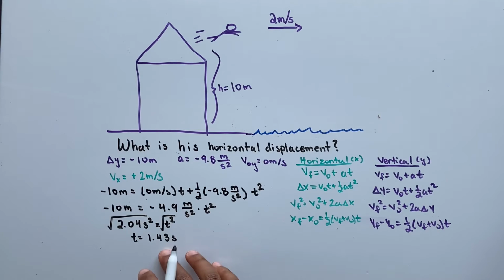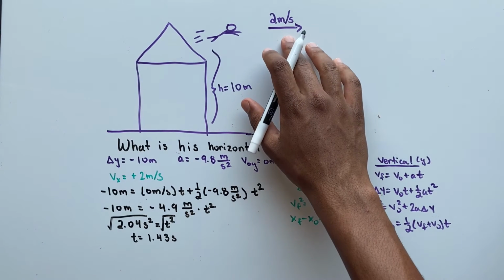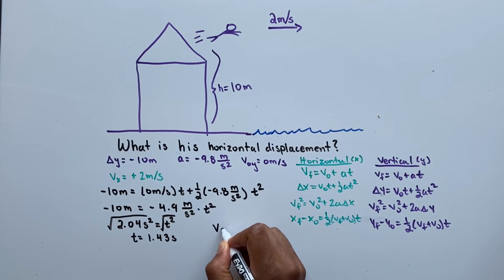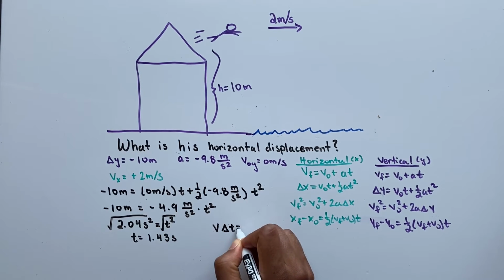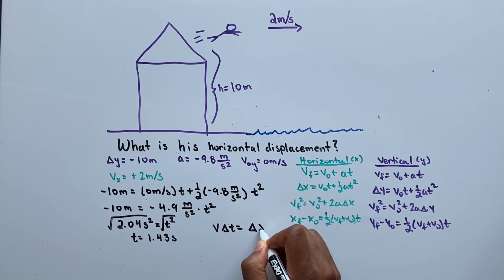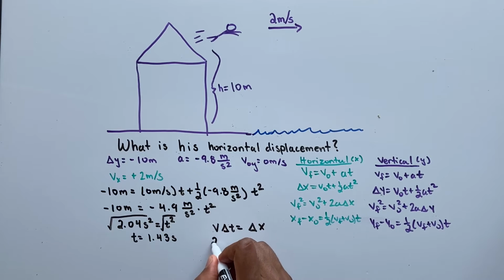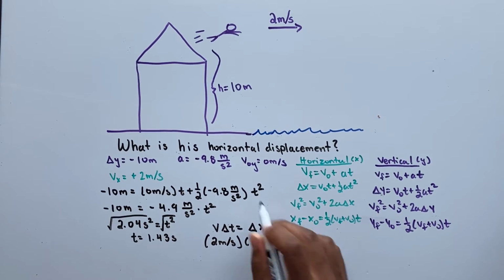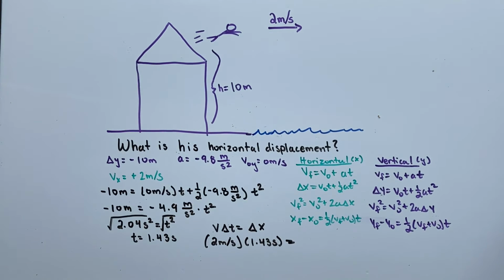Now that we know our time as well as our horizontal velocity, we remember that our velocity times our change in time gives us our displacement. So we can plug in 2 meters per second times our change in time, 1.43 seconds, which gives us our horizontal displacement of 2.86 meters.